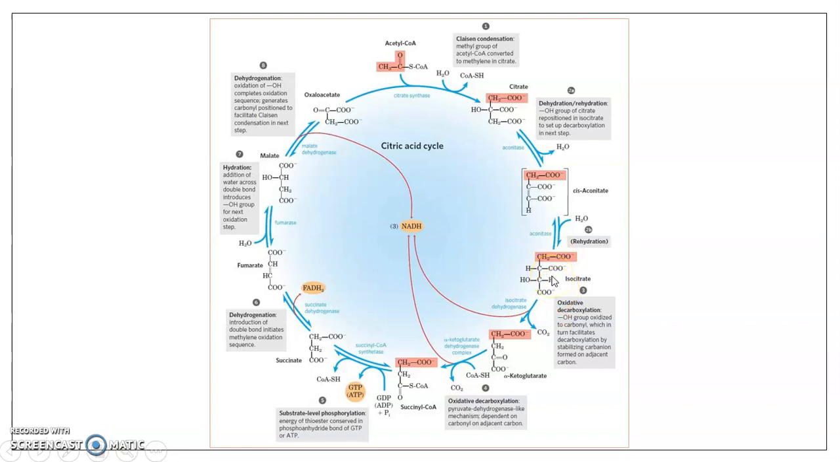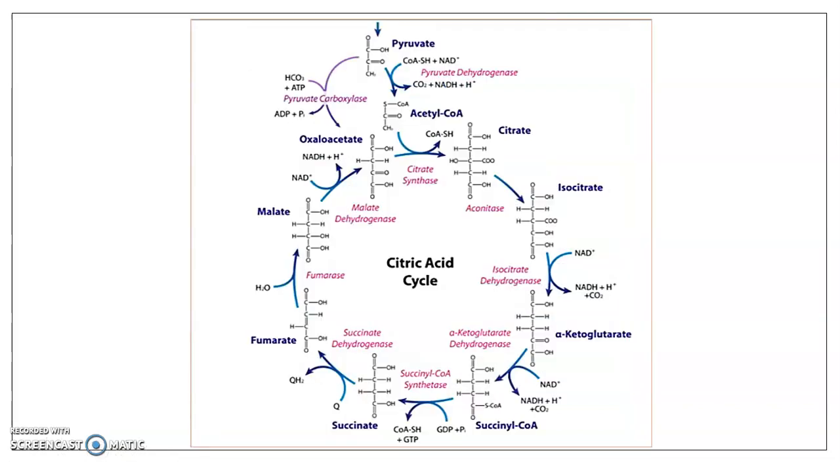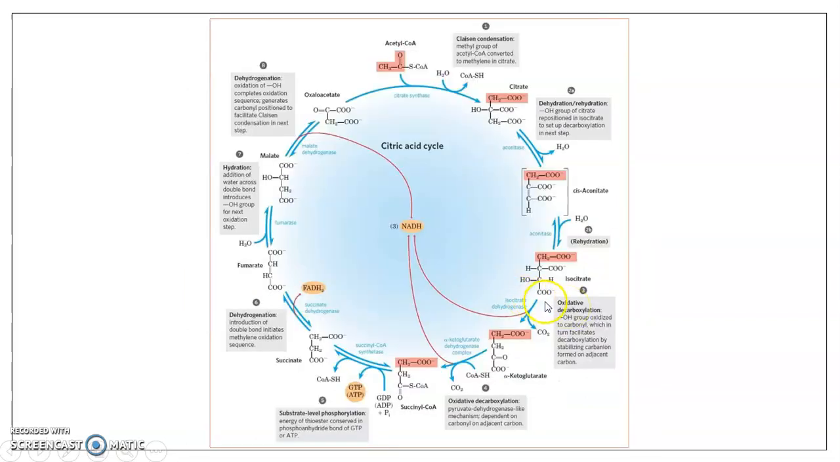Okay, now what happens to isocitrate? You can see the isocitrate will undergo oxidative decarboxylation to produce alpha-ketoglutaric acid. Again, this is not a single step. It is a two-step process where in the first step, isocitric acid will undergo dehydrogenation, that is oxidation, to result in the formation of oxalosuccinic acid. This oxalosuccinic acid will later undergo decarboxylation to yield alpha-ketoglutaric acid.